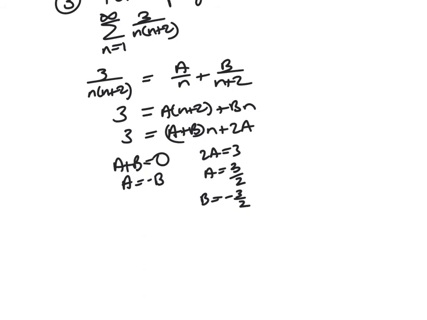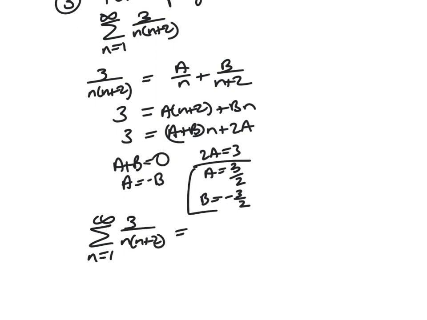Okay, so I went ahead and did the calculations already, and so we get A is 3/2 and B is negative 3/2. And so we can rewrite this sum then by splitting up the terms. Okay, so this is the sum from n equals 1 to infinity of 3 over 2n minus 3 over 2 times n plus 2.